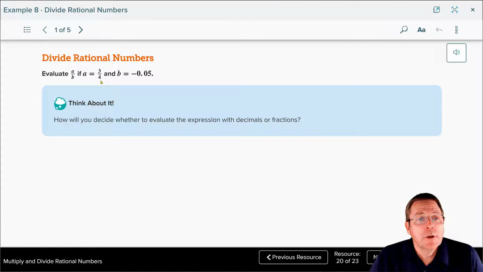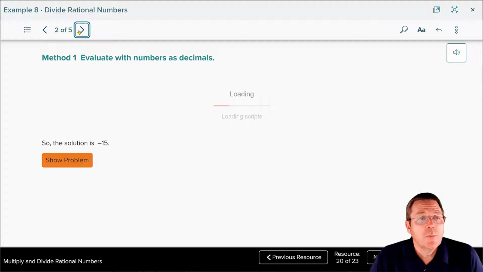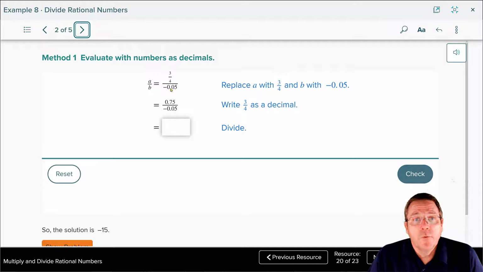Point out your fraction here. Your denominator is 4. Does that turn into a terminating decimal? Yes, it will, because 4 is just 2 times 2. So, method 1, evaluate the numbers as decimals, is what they're going to look at first. They took the 3/4, and 3/4 became 0.75, so you had a positive 0.75 divided by a negative 0.05.